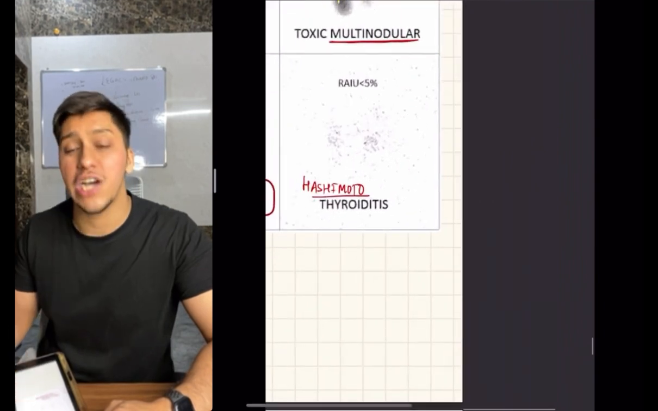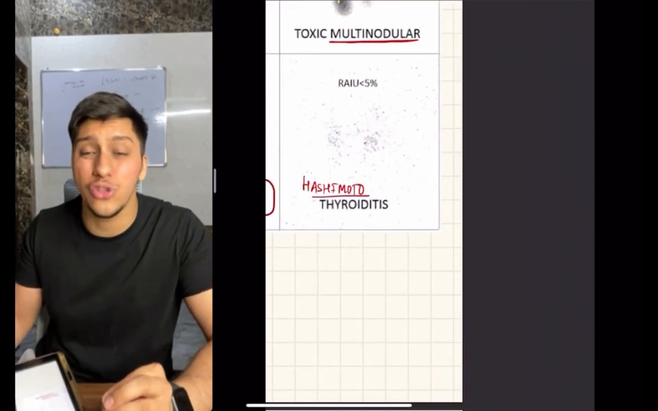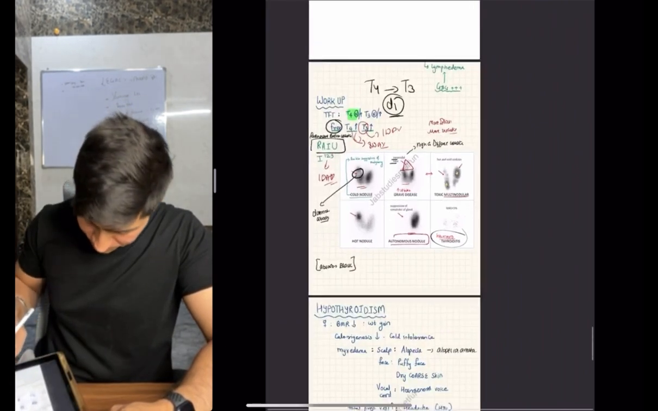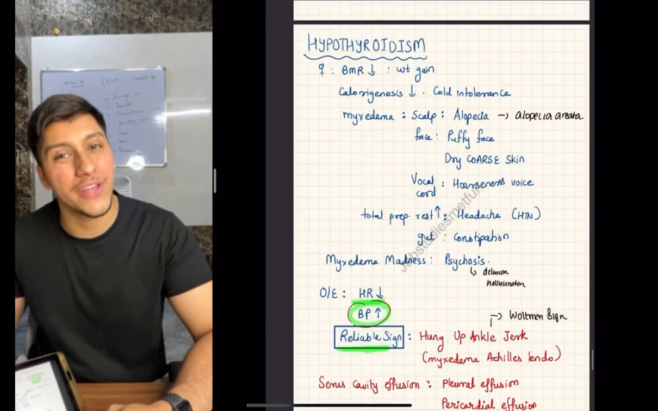See over here, in case of Hashimoto thyroiditis, there is no uptake because there is no T3, T4. That is why you will see it is completely white in nature. Again, we were talking about hypothyroidism.